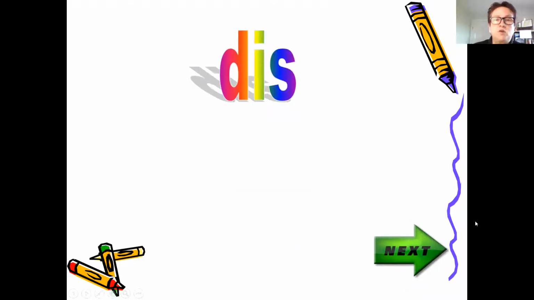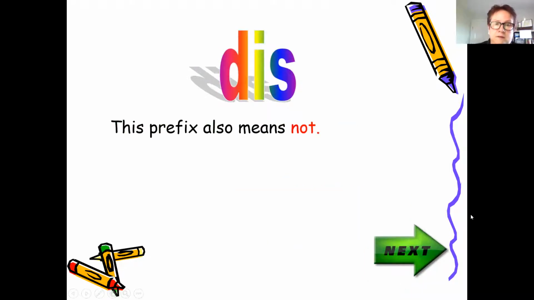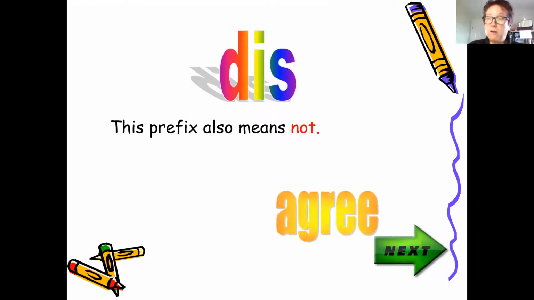And the other one was, of course, dis. This also means not. Okay, so they're both meaning negative things. So if you agree with someone, you know you're having a conversation or you might have a discussion about something, you agree with the other person. If you add that prefix dis at the beginning, you don't agree with that person. So it's the opposite, it means not.